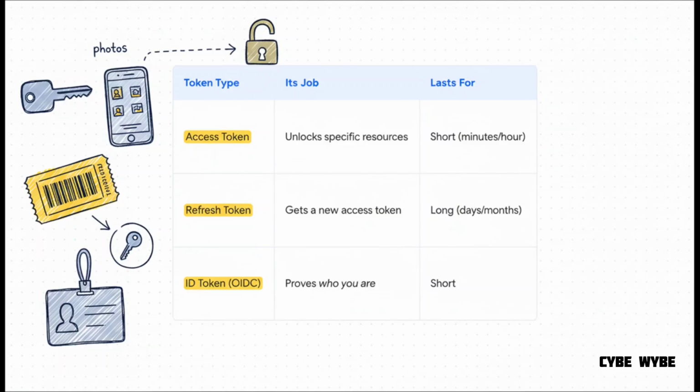Then you have the refresh token. Think of this like a claim ticket. When the valet key expires, the app can use this long-lived token to get a new one, without having to bother you to log in all over again. And finally, there's something called an ID token. This actually comes from a layer built on top of OAuth called OpenID Connect. This one is different. It's less of a key and more like an ID card. It proves who you are.